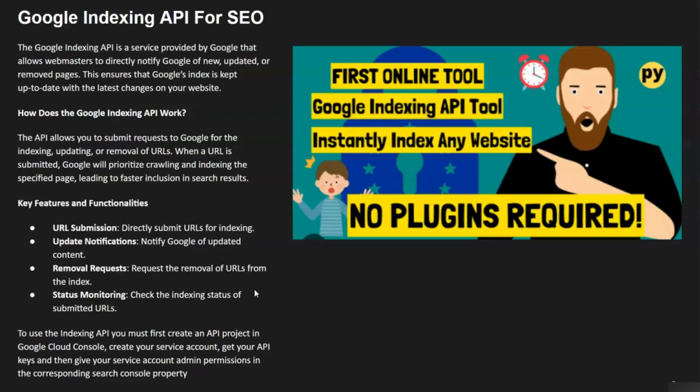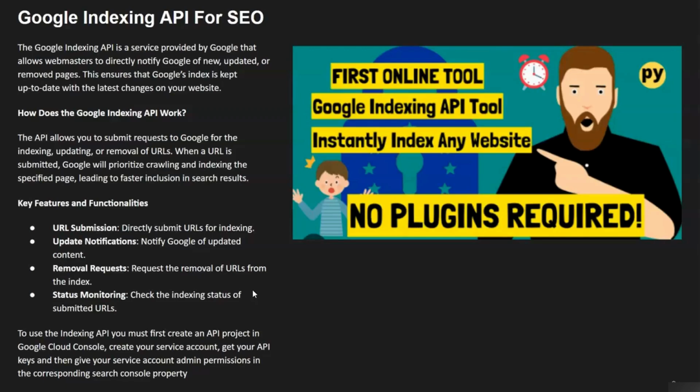So the API allows you to submit requests to Google to initiate the indexing, updating or the removal of URLs, right? And some of its key features are capabilities that allow for URL submission, URL or page content update notification, removal request, and status monitoring.